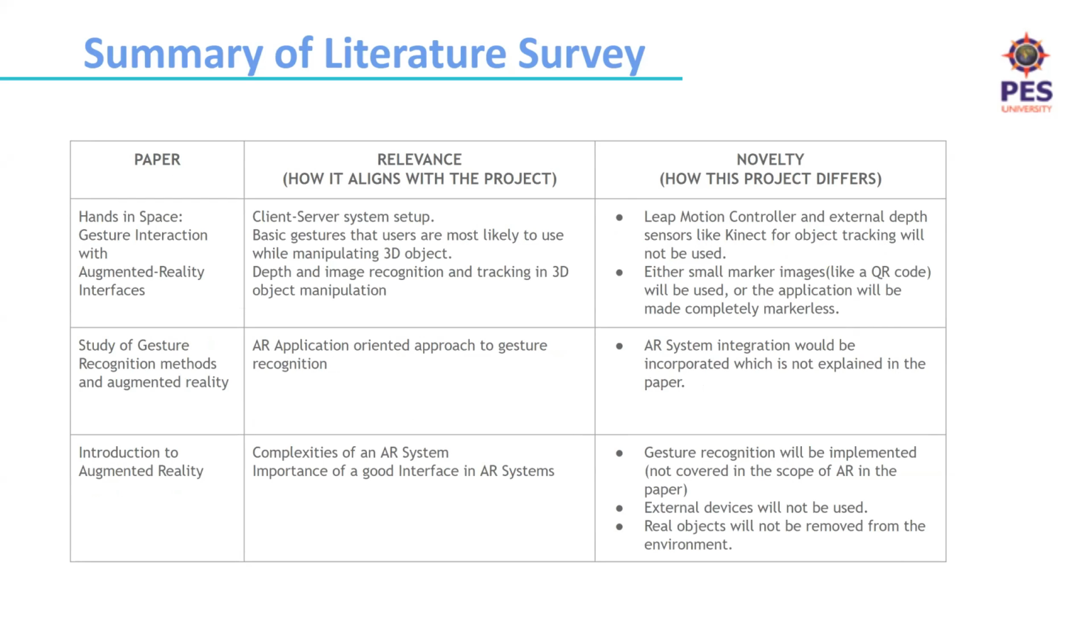The fourth paper that we looked into is Hands in Space, Gesture Interaction with AR Interfaces. In this, they discuss a client-server system setup, along with the basic gestures that users are most likely to use while manipulating 3D objects. Also, depth and image recognition and tracking in 3D object manipulation was discussed. How our project differs is that the Leap Motion controller and external depth sensors like Kinect for object tracking will not be used. Instead of that, we would be using small marker images like a QR code or make the application completely markerless.